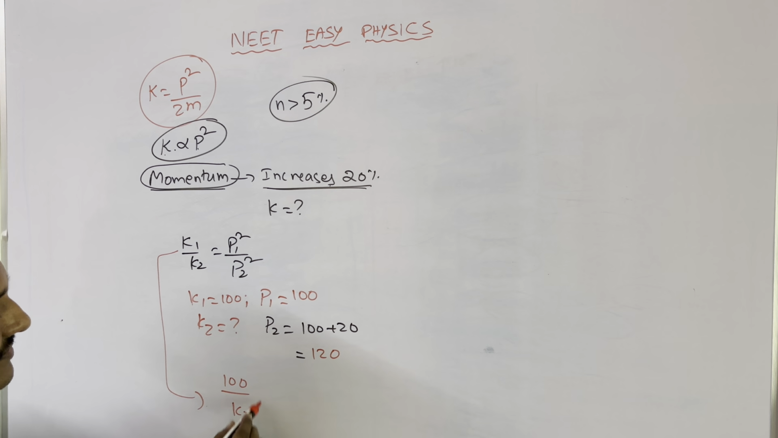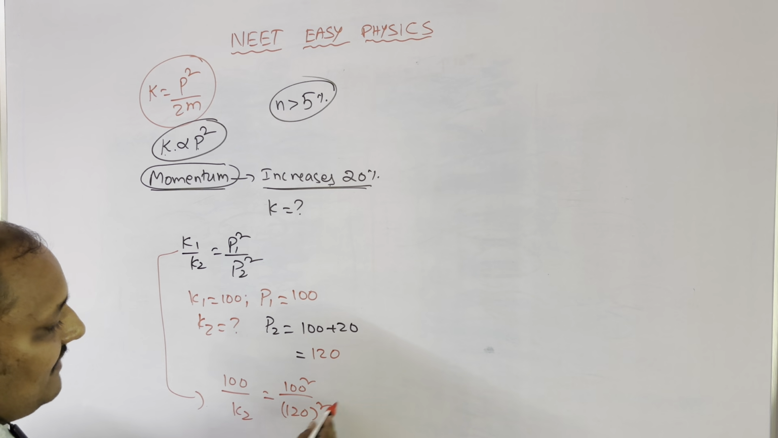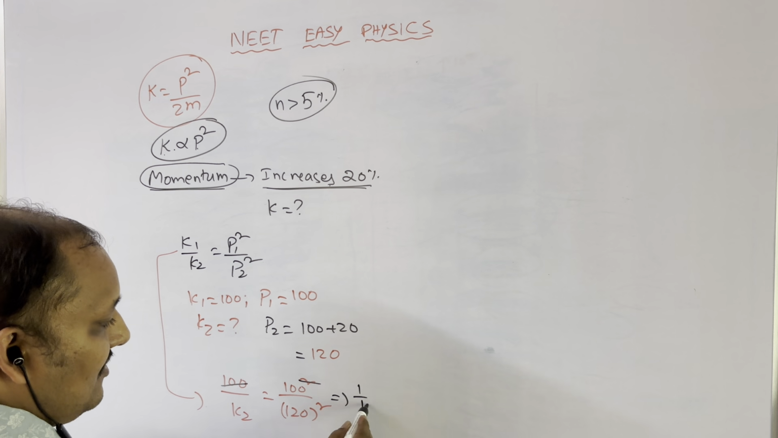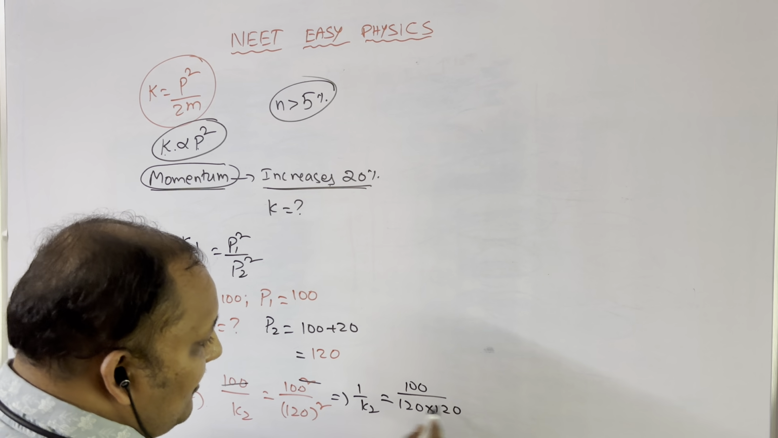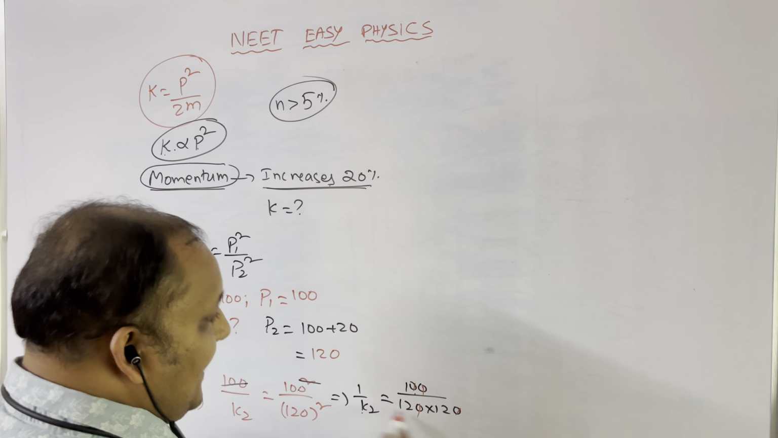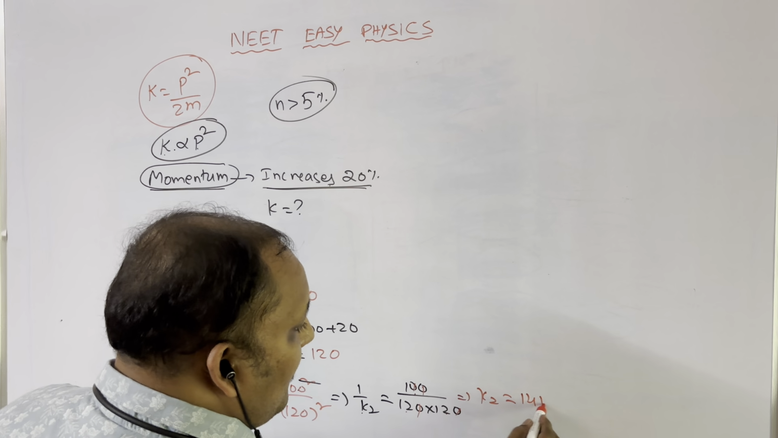K1 by K2 is equal to 100 square by 120 square. So 100 will be cancelled. Then 1 by K2 is equal to 100 by 120 into 120. So again 2 zeros will be cancelled. So now K2 is going to become 12 12s are 144.